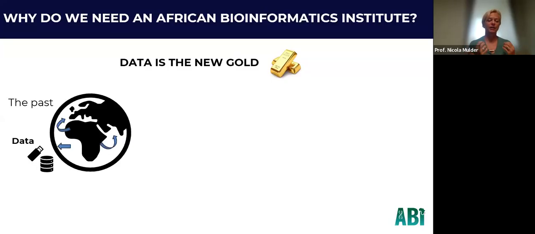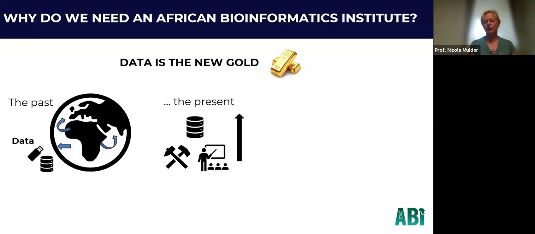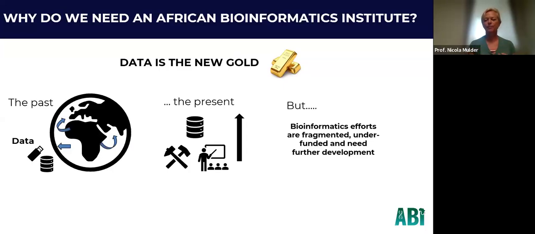In the past, we've had people taking samples off the continent, generating the data off the continent and publishing there, perhaps with an author from the African continent, though not always. Through projects like H3Africa and many others that have been building capacity, we've started to build the computational infrastructure, the data infrastructure, and the human infrastructure to get to a point where we can analyze our own data. But these efforts are still quite fragmented.